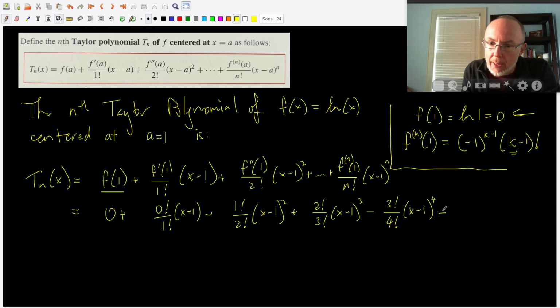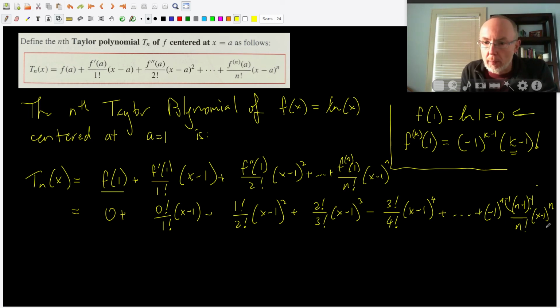And then we're going to keep going with that pattern until we get to the last one. And I don't know whether it's positive or negative, so I'm just going to write it as n minus 1, depends what n is. And this will be k minus 1 factorial over k factorial, x minus 1 to the power of n. n is the variable now. So n minus 1 factorial over n factorial.